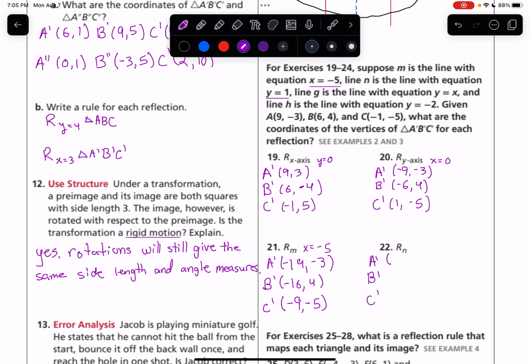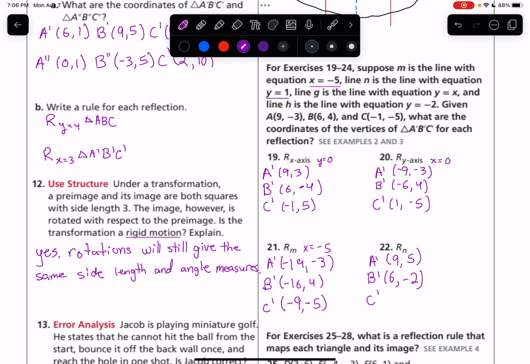So for A prime, that 9 will be the same as it was. But -3 is 4 units below +1. So our new number is going to be 4 units above +1. That'll be 5. Then B prime is going to be 6, 4 is 3 units above 1. So our new number is going to be 3 units below 1, or -2.